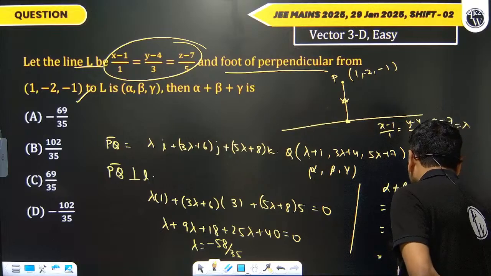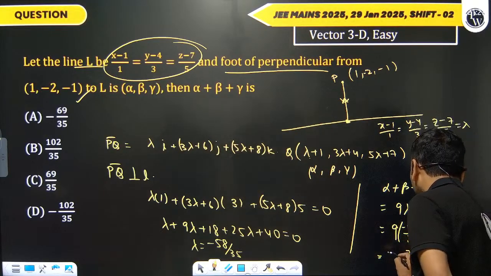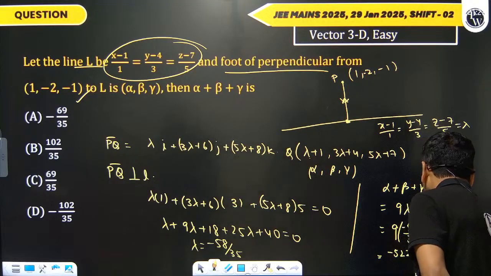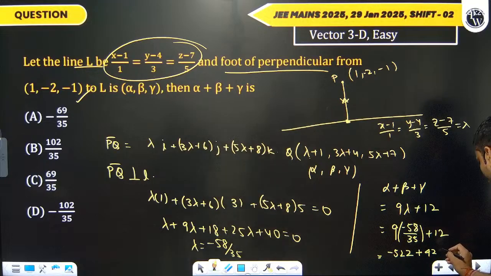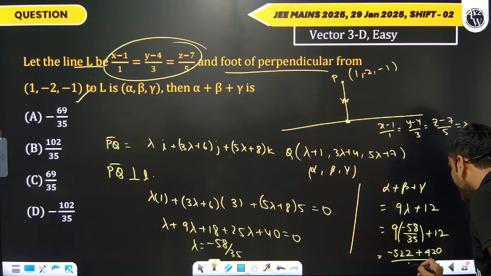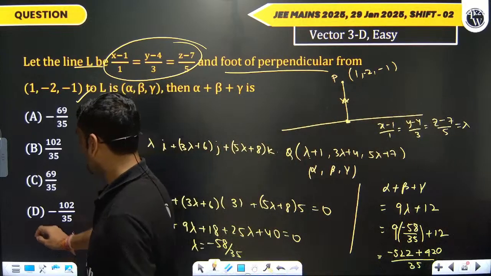So this value should be coming 72, and then minus 5, 22 plus 4, 20 divided by 35, which is minus 102 by 35. So D is the correct answer.